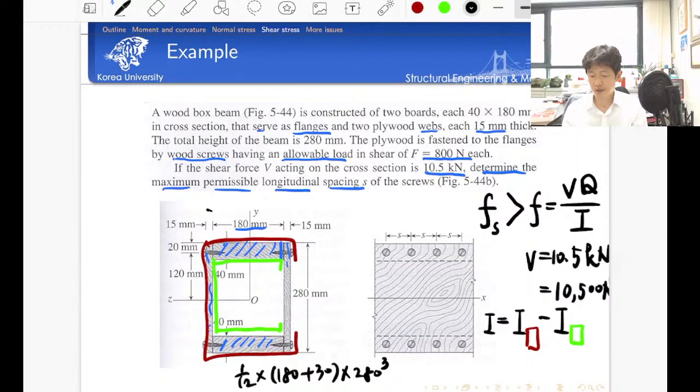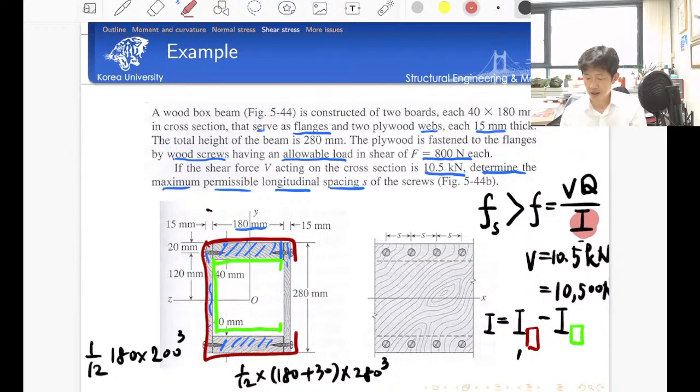This is the second moment of inertia for the large section, and the second moment of inertia for the negative section is what? The negative section is 1/12, exactly the same as before, times 180, and the height is what? The height is just 100 times 2, so 200, isn't it right? And cubed. So we calculate this quantity.